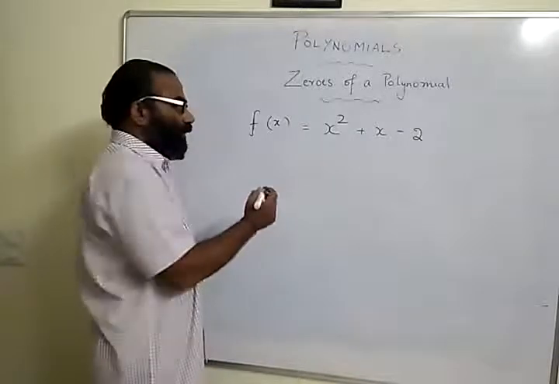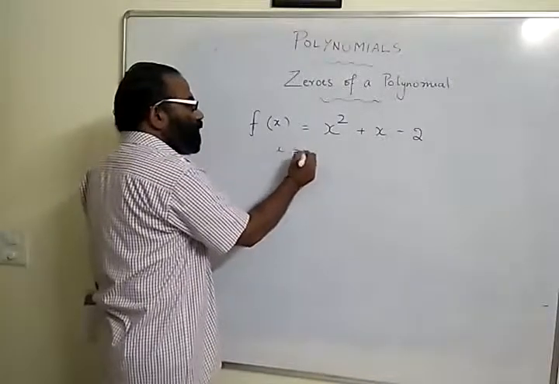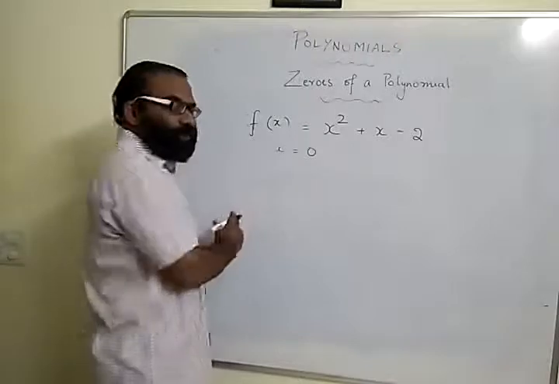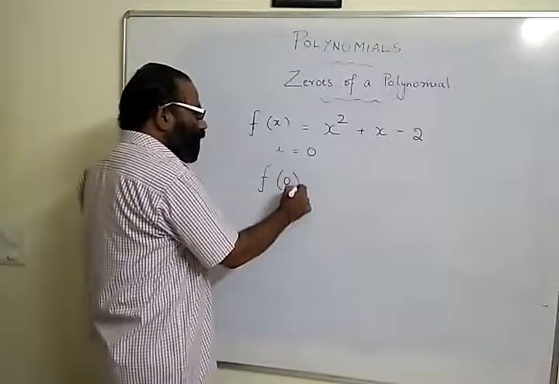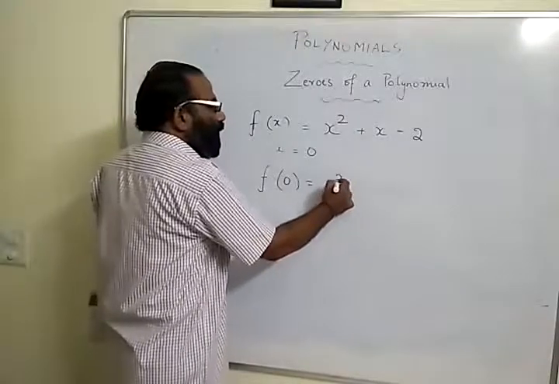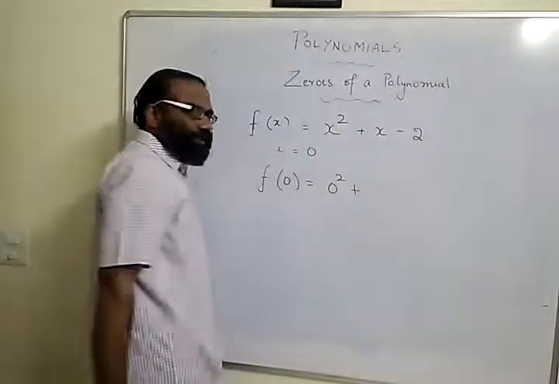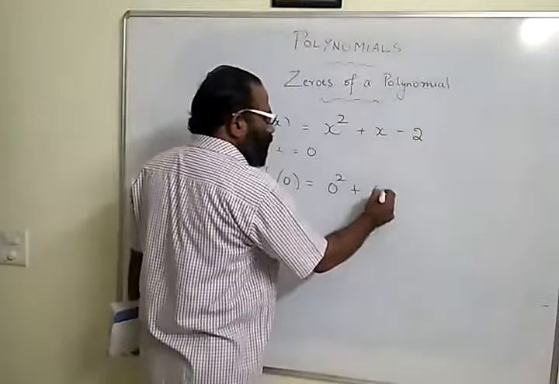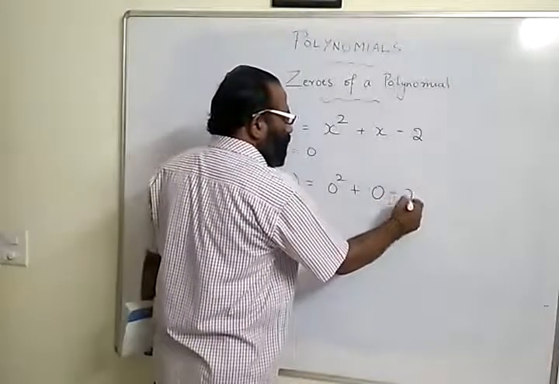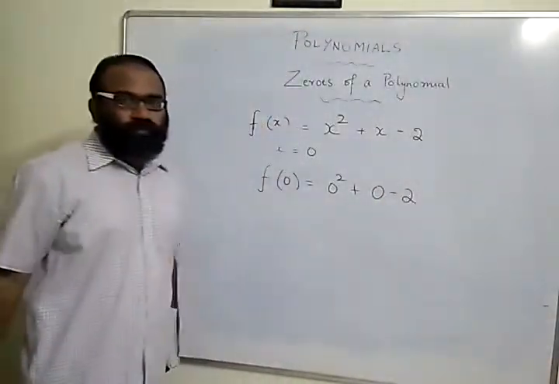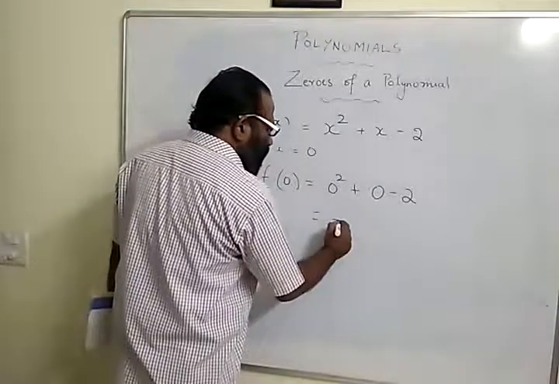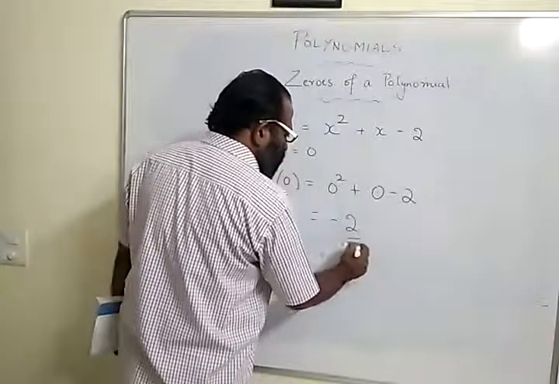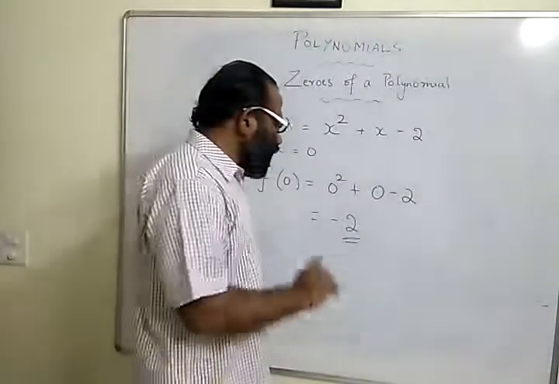Suppose I take another value, x is equal to 0. So what would be the value? How would you do that? You would say f of 0 equals 0 squared plus 0 minus 2. So this is the way in which you would do it, and the value that you would get is minus 2. So f of 0 would be minus 2.